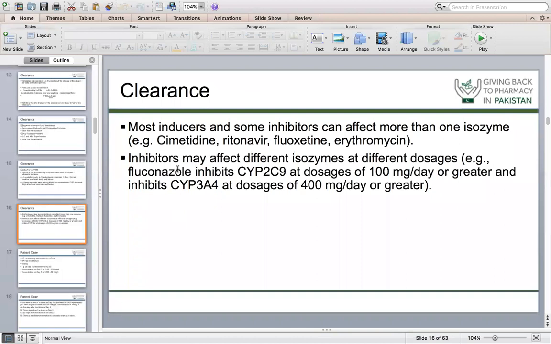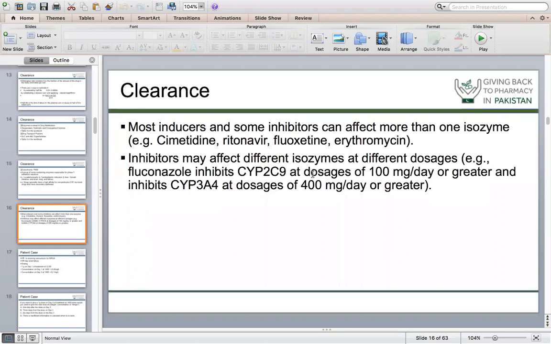Yeah, now moving on to the next slide about clearance. We have already learned about the phenomena of drug induction or drug inhibition, which can give rise to a number of clinically significant drug interactions, right? Most inducers and some inhibitors can affect more than one isoenzyme. For example, the drugs mentioned in this slide affect more than one CYP3 enzyme, and thus they give rise to complex drug interactions. Which are these drugs? Cimetidine, retinol, fluoxetine, and erythromycin, right?